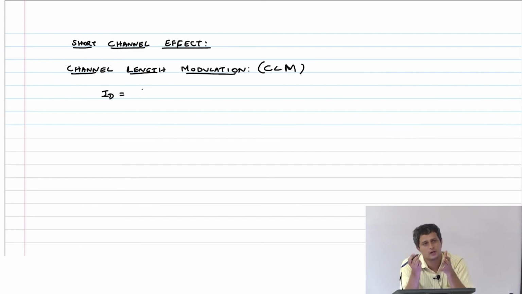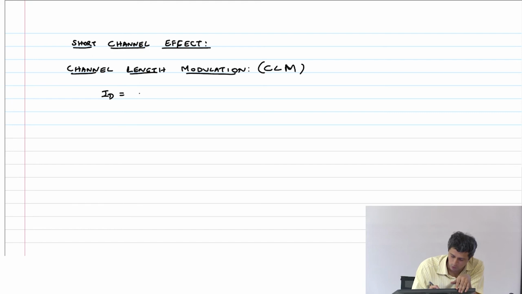So first question, will this be more severe when Vd is small or when Vd is very large? Vd is very large. So therefore, this will affect the saturation current or linear current. So it's going to affect only the saturation current. So that's a reasonable assumption to make.